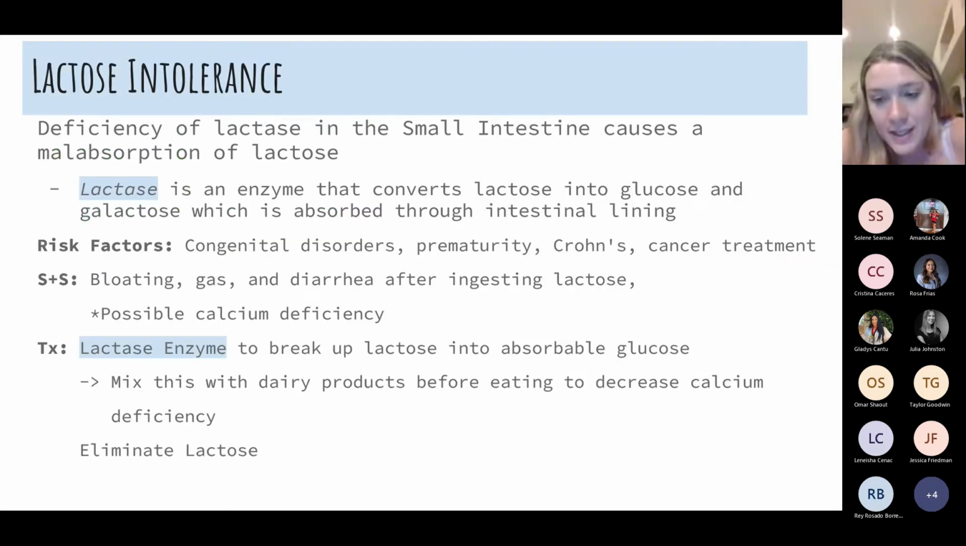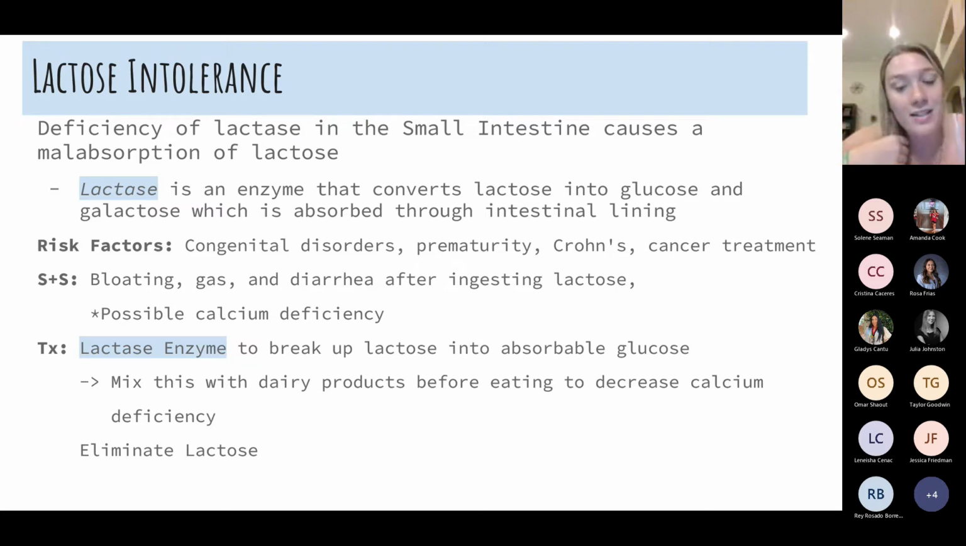Lactose intolerance is an issue involving lactose, not to be confused with someone who has a dairy allergy and is allergic to all forms of dairy. Lactose intolerance is a little bit different because it's just to lactose. Dairy may or may not contain lactose. It depends on what dairy we're selecting.